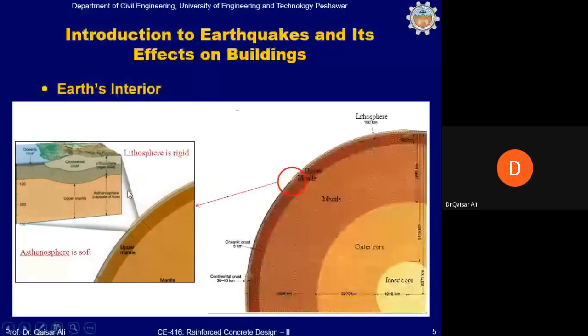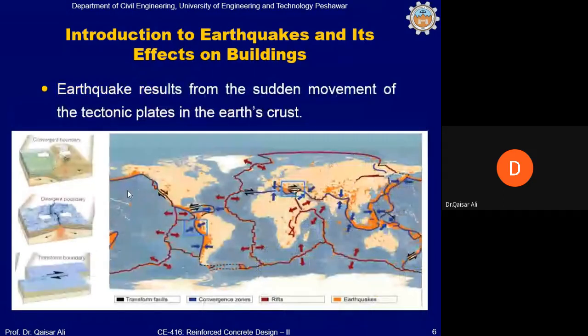Okay, the thickness of the crust varies. Above the continent it is thicker, and within the ocean, it is thinner. And similarly, lithosphere also varies in thickness from around 5 to 8 kilometers up to 100 kilometers, and so on. You also know that most of the earthquakes occur at the boundaries of tectonic plates.